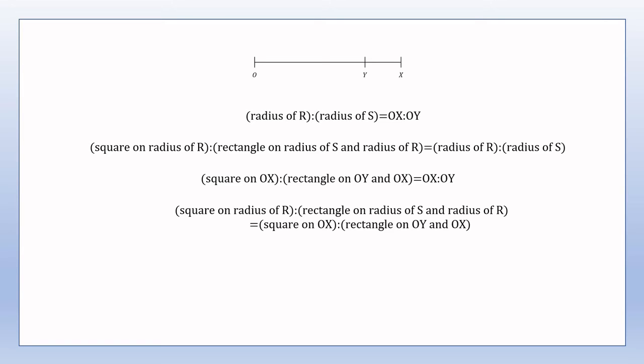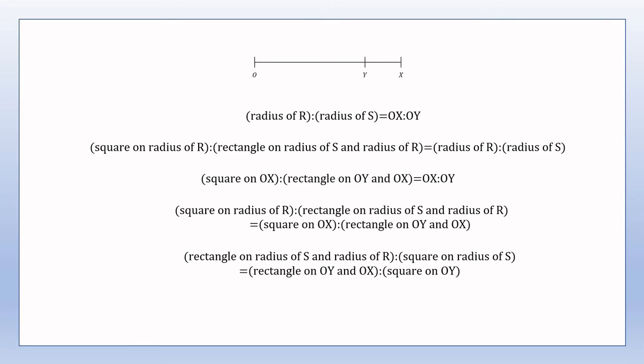In a similar way, we can obtain the equality that the rectangle on the radius of r and the radius of s to the square on the radius of s is equal to the rectangle on OX and OY to the square on OY. And therefore by Euclid 5.22 we have the square on the radius of r to the square on the radius of s is equal to the square on OX to the square on OY.